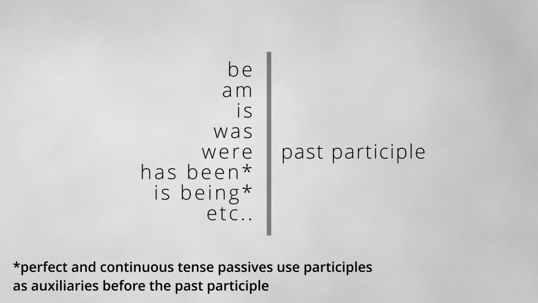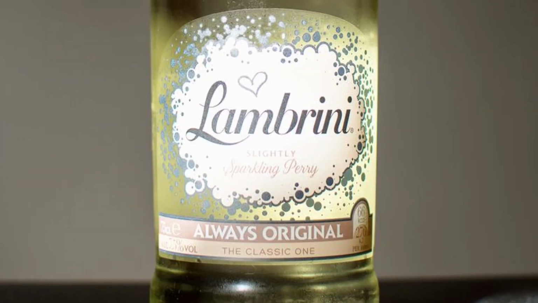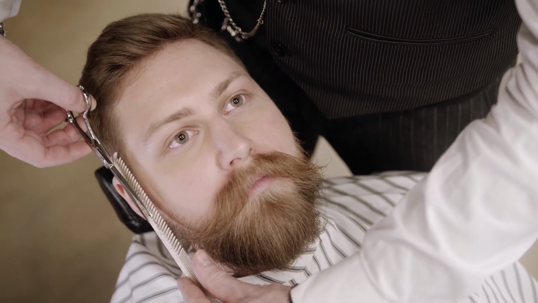Be verb, as it's the finite verb, tells us the tense. So we could say something like, after stealing some Lamborghini, I was taken into the manager's office, or his hair should be cut by a professional.